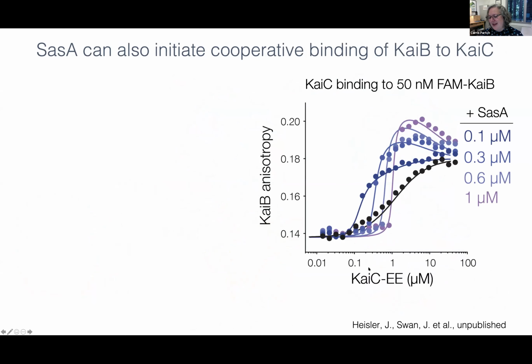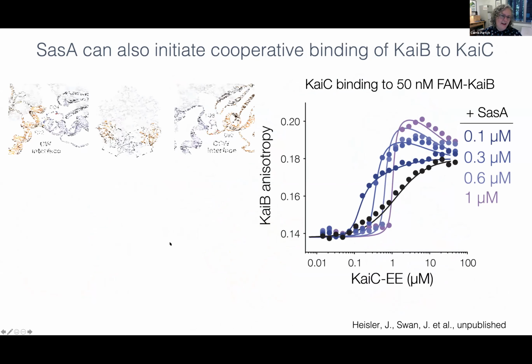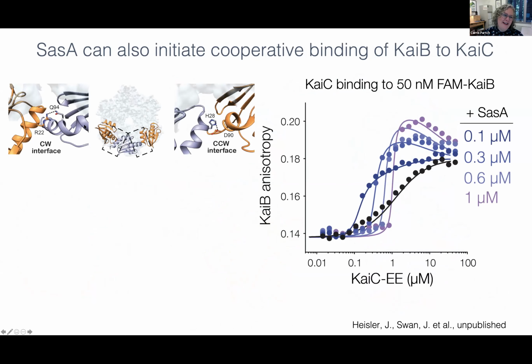So here I'm showing the same type of, we call them 2D titrations, because we're looking at binding of KaiB to KaiC and then looking at the effect of this cooperative seeding additive here. And you can see that even low nanomolar amounts of that SAS-A thioredoxin domain help to dramatically recruit KaiB to the KaiC hexamer.